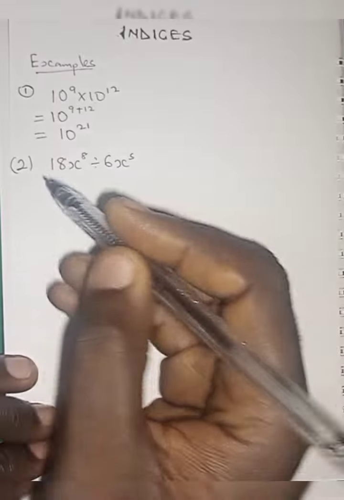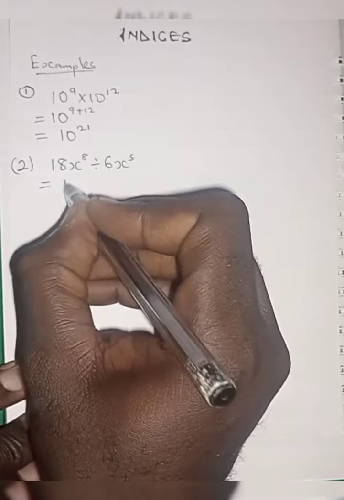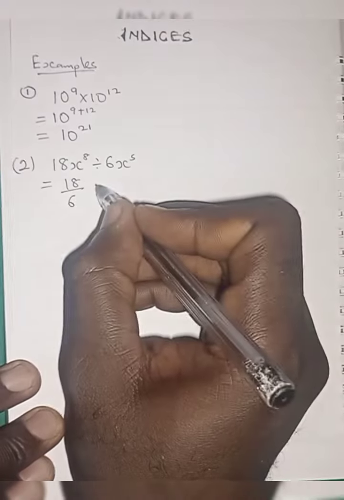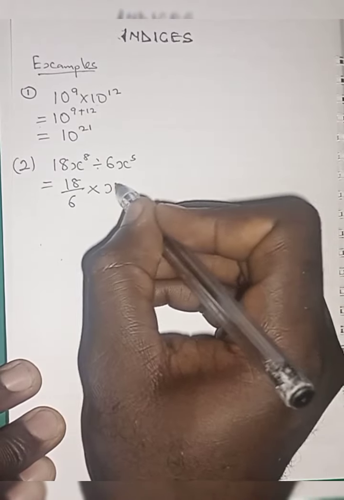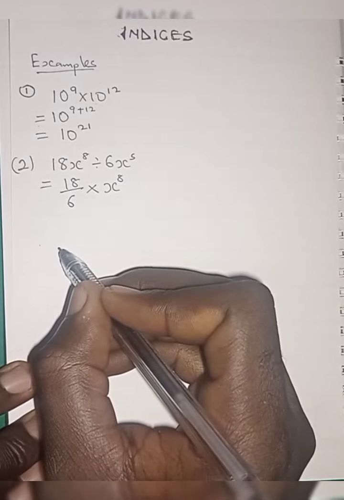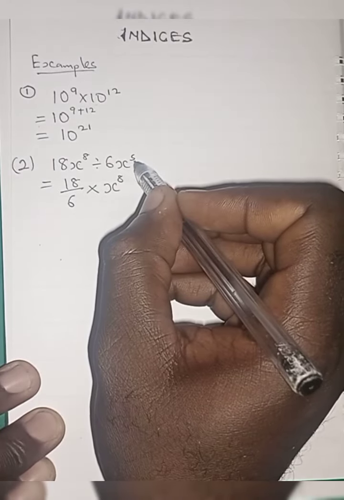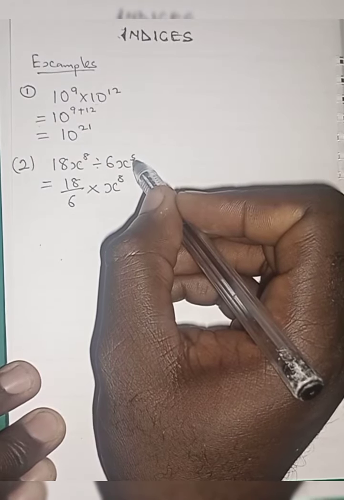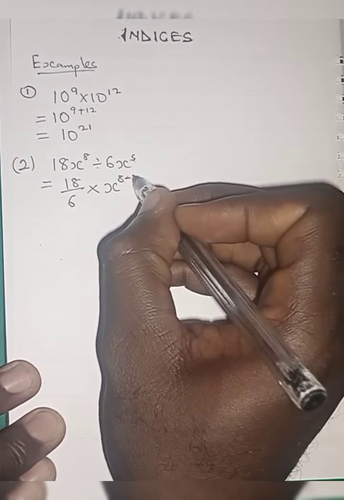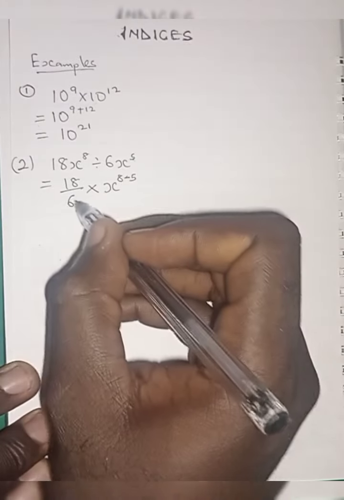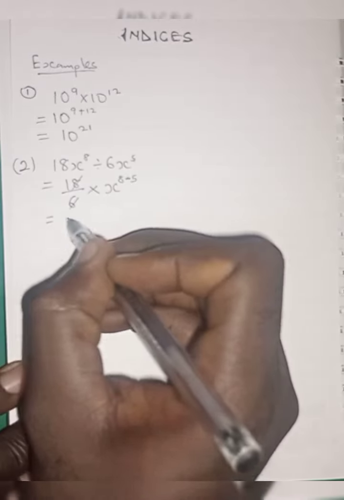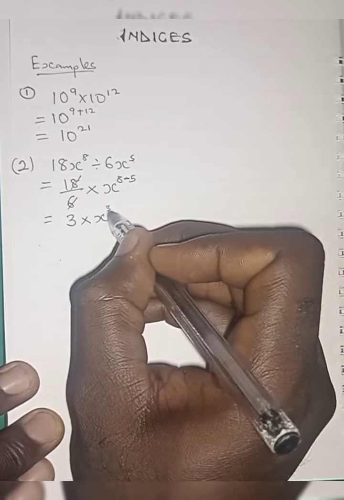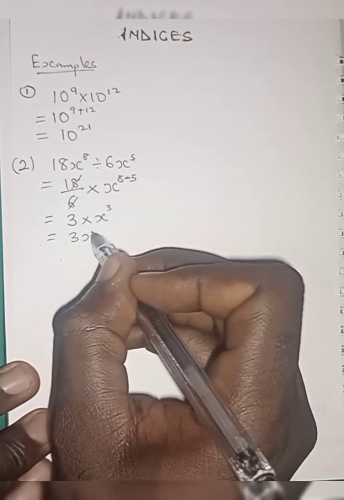So let's take a look at that. We are going to say 18 divided by 6 times x raised to power 8. The second index here is 5, the first index is 8. So don't forget, we subtract the second index from the first, so that's going to be 8 minus 5. Then 18 divided by 6 is 3, times x raised to power 8 minus 5, that's 3, and that's going to give us 3x raised to power 3.